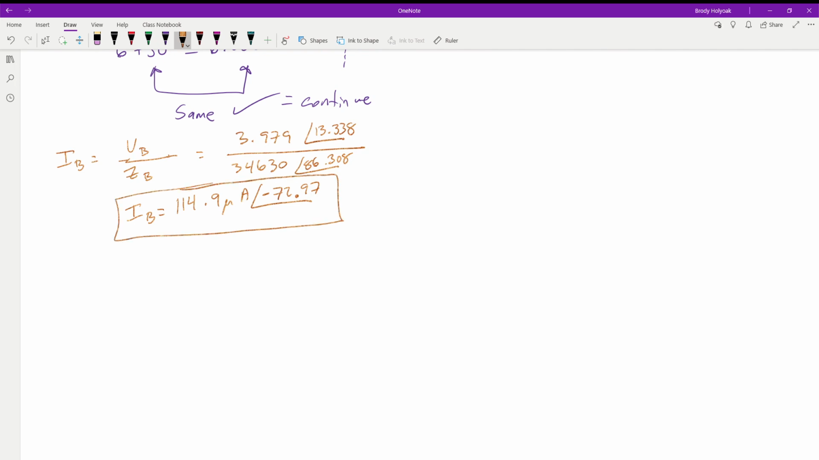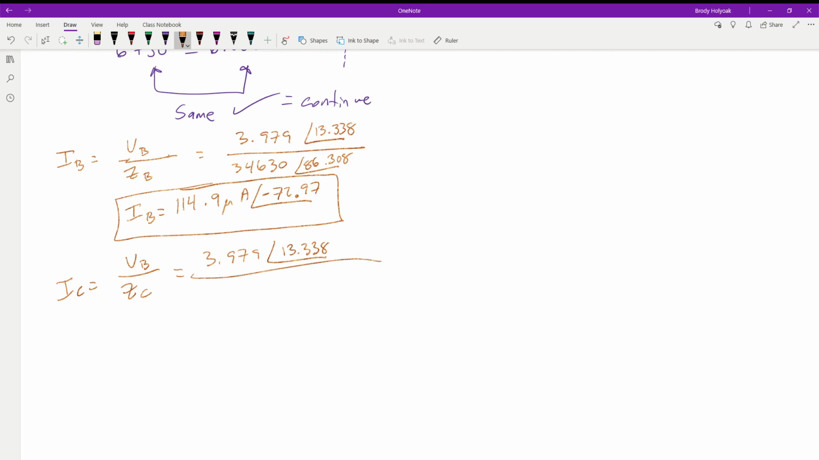So that is the current we have flowing through branch B. The current flowing through branch C is equal to the voltage of the parallel, that's why we can just use VB because they are the same voltage, divided by the impedance of branch C. So we have 3.979 at an angle of 13.338, and the cool thing is with that voltage right there, we could hook the circuit up, hook the scope up, and we would measure that angle drop across both parallel branches.